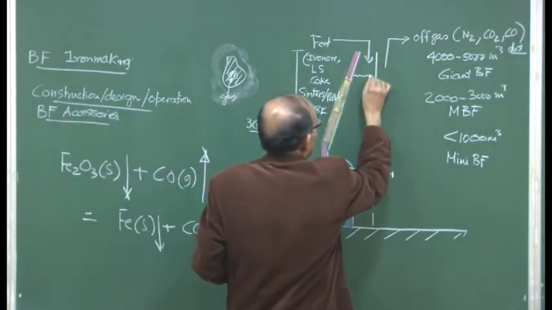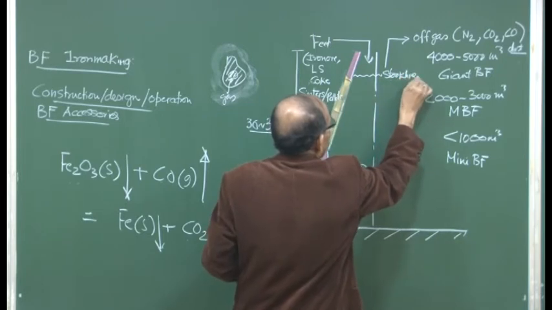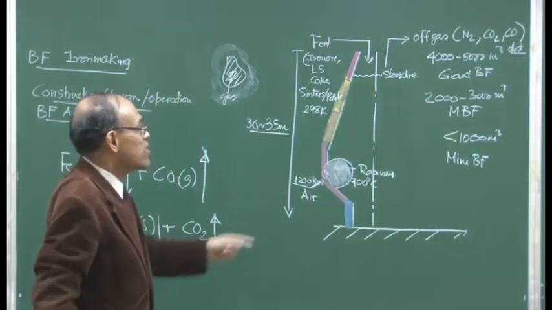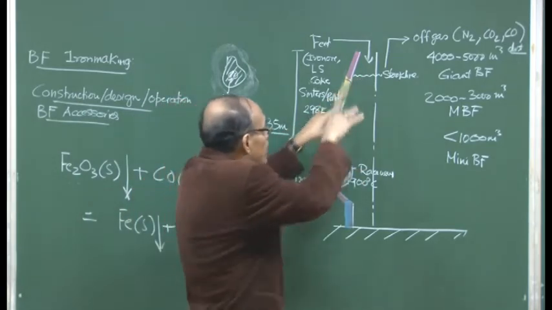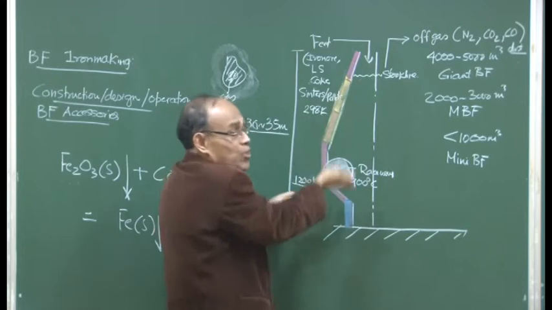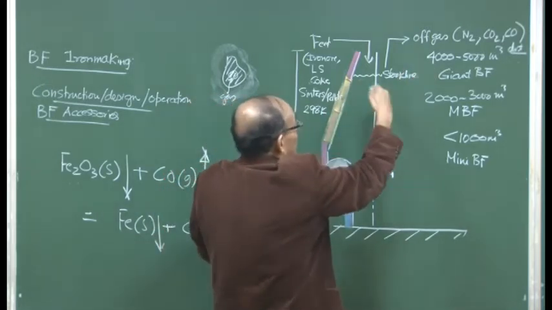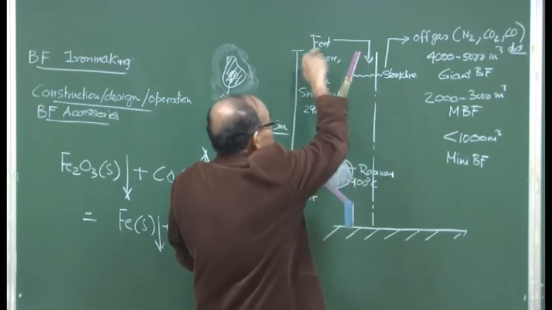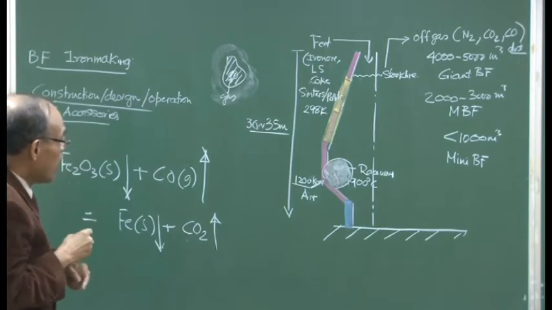We will draw a line here which we will call the stock line. This is mostly laser monitored. It will go down because carbon is getting combusted and converted into gaseous product, and this descent determines at what rate you should be charging the feed through the top.